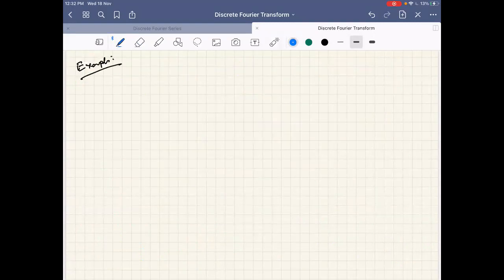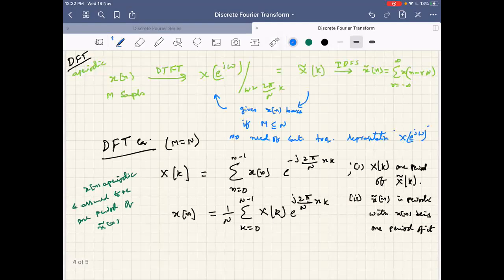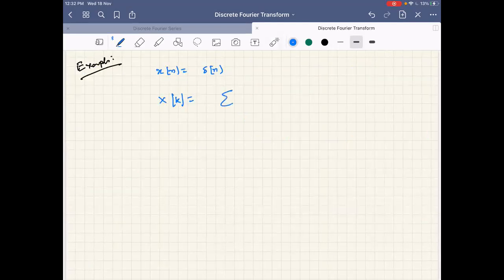We will not be solving the whole example, but I will just mention. Let's assume that x of n here, now we can mention the sequences as say x of n is just delta n. No need to mention it as periodic delta tilde and so on, because it's not a periodic sequence. Now what I want to find is x of k. I need not write here x tilde and so on while solving. So x of k, I just want to get the frequency representation, is the sum of x of n e power minus j 2 pi nk by n, with n equal to 0 to n minus 1, and this is equal to 1 simply.